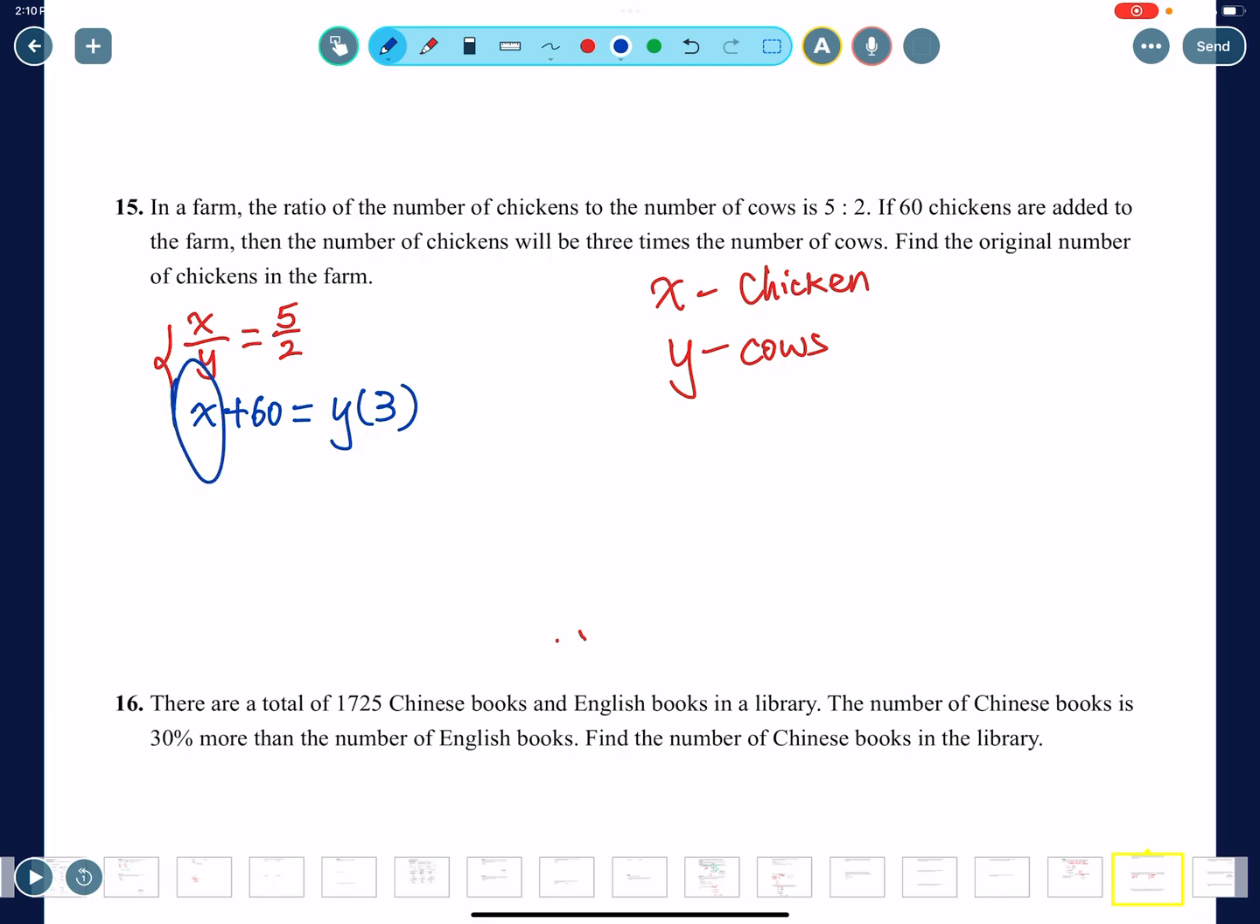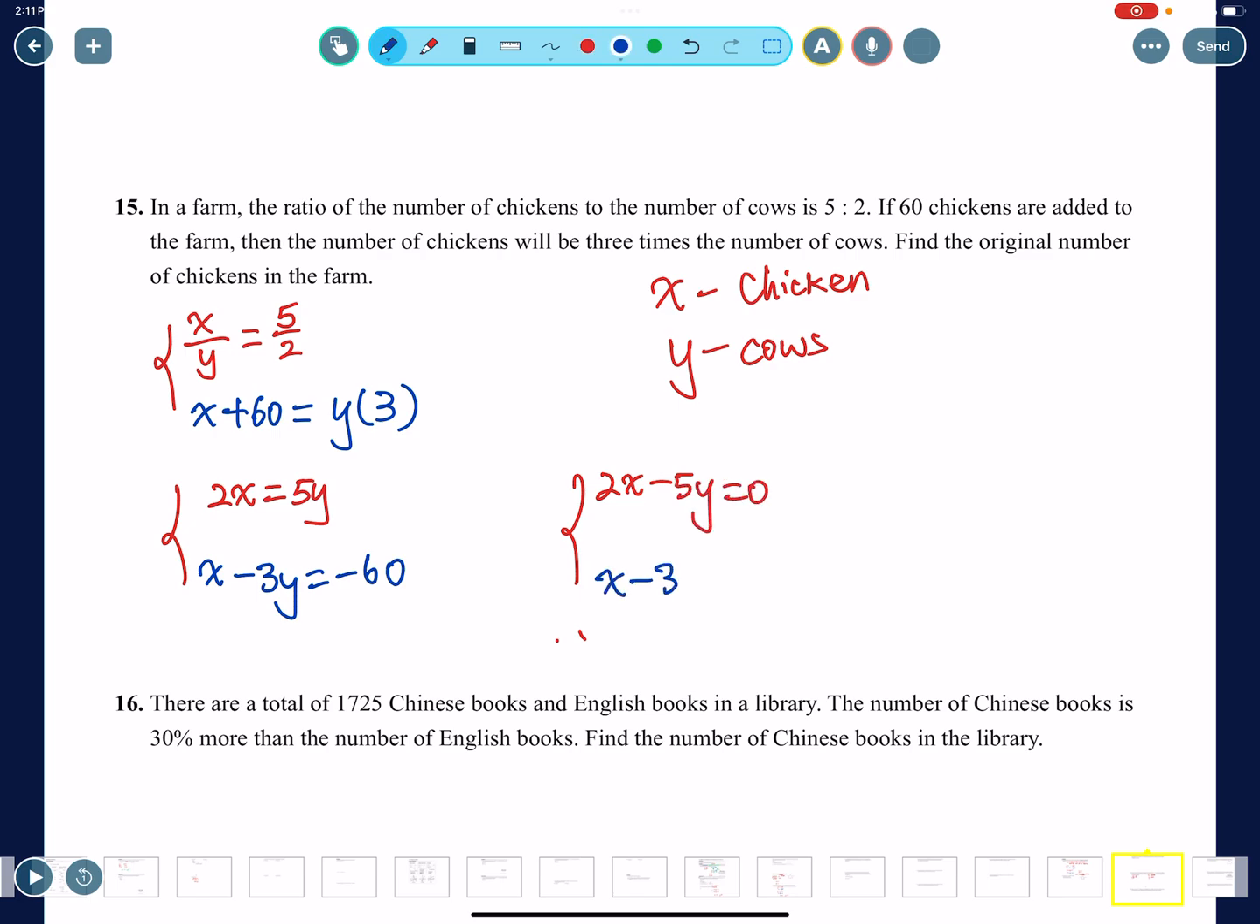Because currently the number over here is larger by 3 times than y, right? So if you want them to be equal, you gotta times 3 into y, or divide by 3 over here. It doesn't matter for either one. Simplify it to something you want it to be, so you have 2x equals 5y. This will be x minus 3y equals negative 60. And one more step: 2x minus 5y equals 0. Then here, x minus 3y equals negative 60.